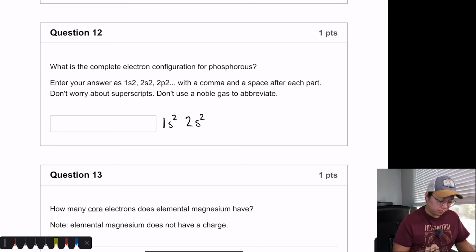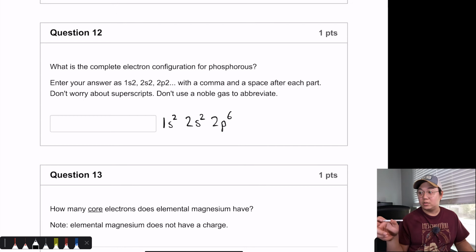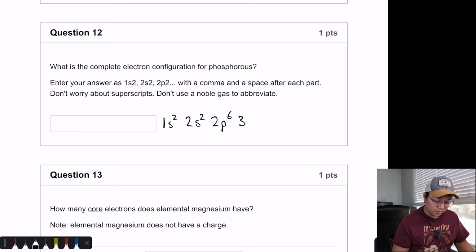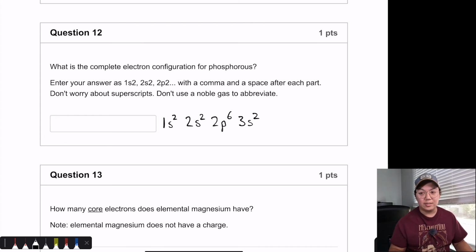Then we'll do 2p6. So that's boron, carbon, nitrogen, oxygen, fluorine, and neon. And then we'll go 3s2. Now we're at sodium, magnesium. And then we do aluminum, silicon, and then phosphorus. So then we'll do 3p3.